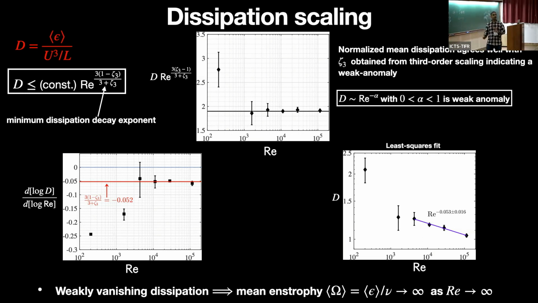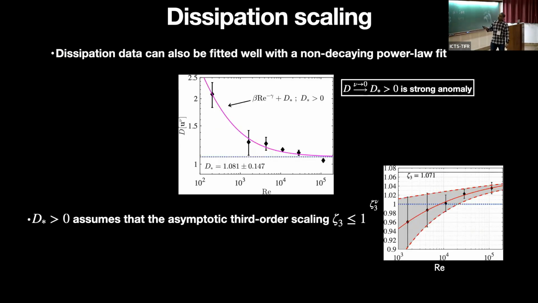But one can also fit the dissipation data using what people have been fitting so far. So you can also do a power law plus a constant decay, a power law plus a non-constant value, and this is what I've done here. This is the same dissipation data I showed you. The dissipation data is fitted with this curve. This is a power law plus a non-zero constant, so I've assumed d star is greater than 0. And notice that even this fits the data well.